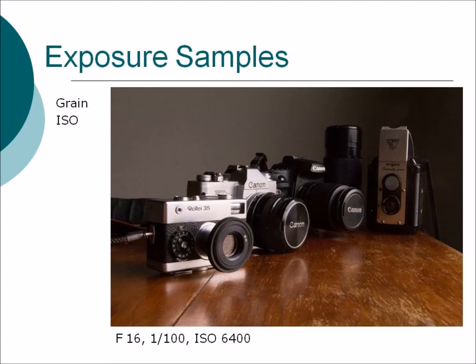Here you can see with a very high ISO, the grain is particularly visible in the background camera. You can see how it looks like it's got a lot of little spots on it. This is usually not considered to be a good thing if you can see the grain, but in some types of photography you might choose to do that.